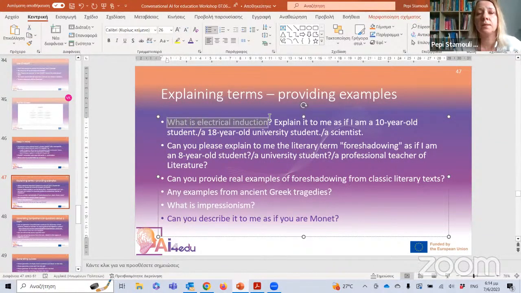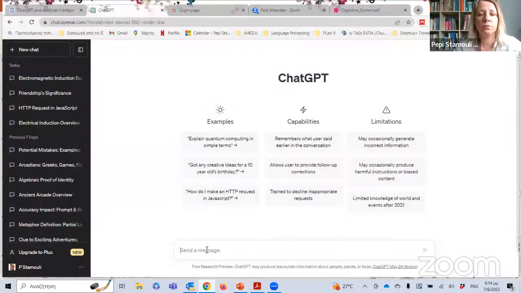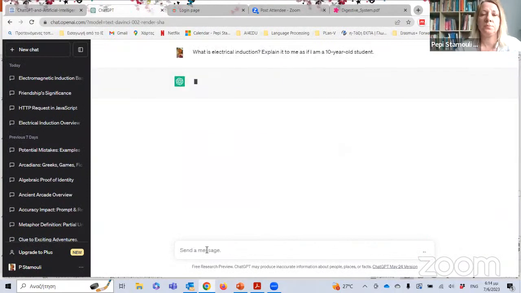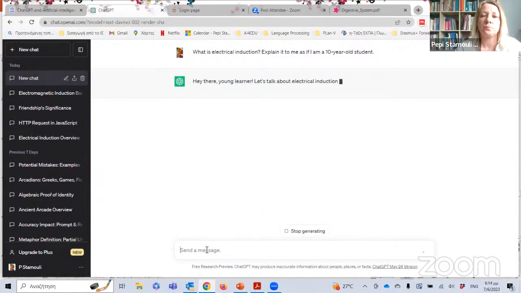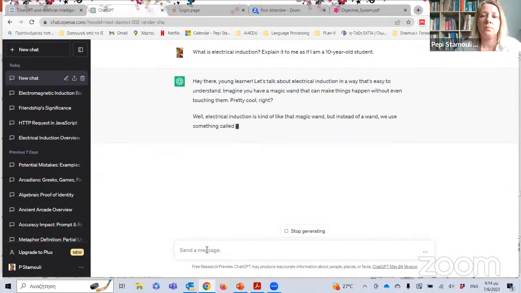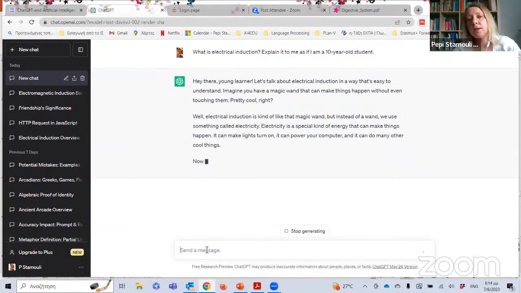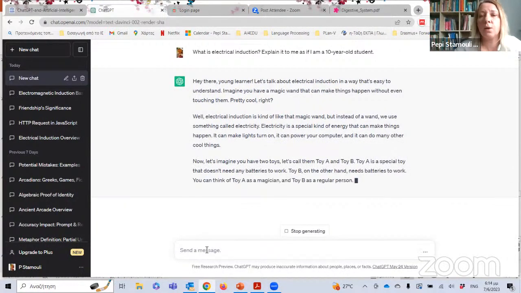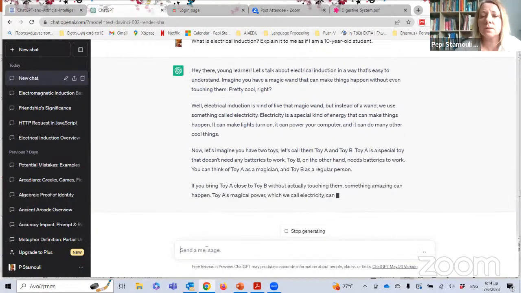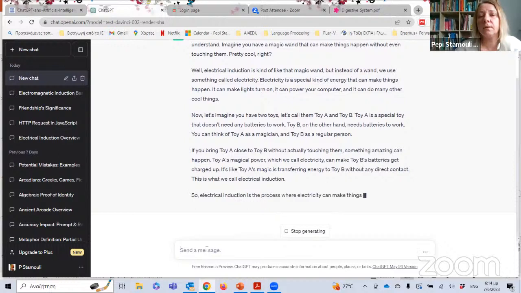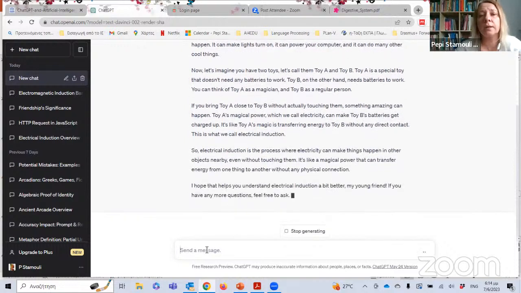So I'm asking, what is electrical induction? And I want it to be explained to me as if I am a 10 year old student. So we can see it modifies the style of language, the vocabulary, and the examples, in order to make it more engaging and more understandable to a 10 year old student.